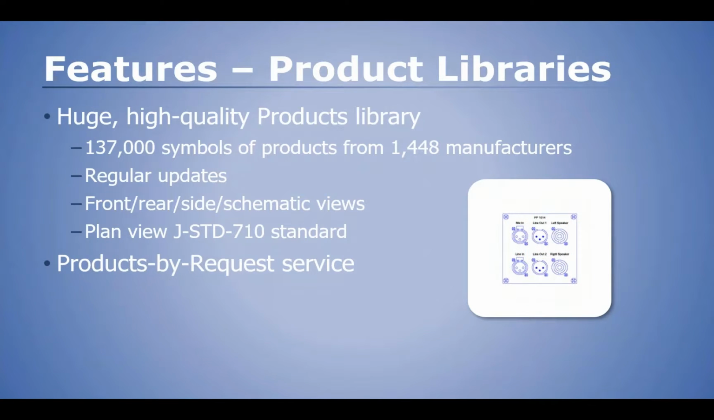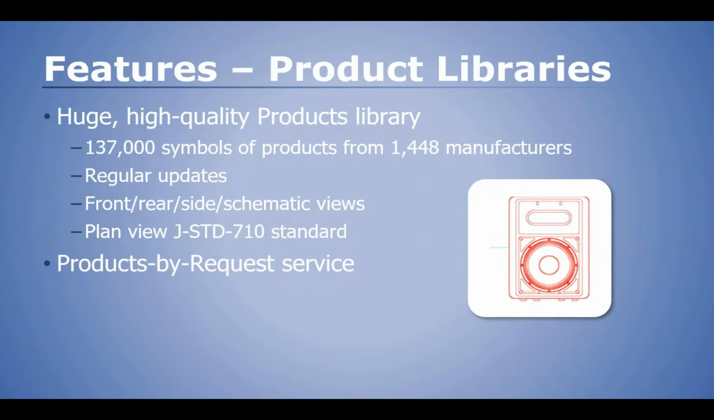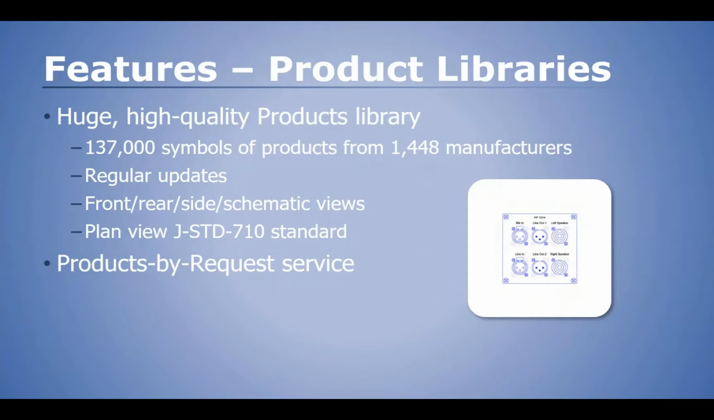Now, although we do have this huge library, it's not complete and it never will be complete. So if you're working with Stardraw Design 7 and you find that a product that you need is not in the library, and you will encounter this situation, please let us know. Just tell us. We have an online product by request service. You simply sign in, give us the manufacturer and the model number that you need, and this is how we prioritize the addition of new products to go into the library.